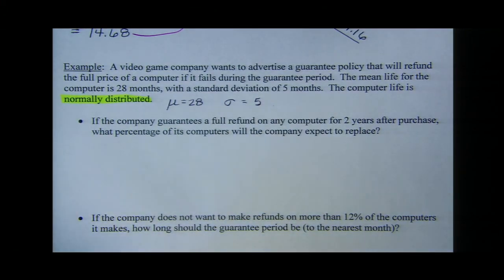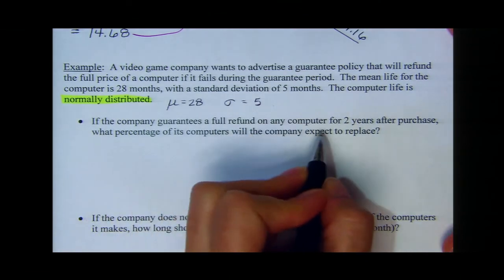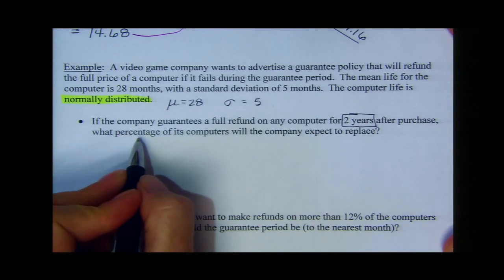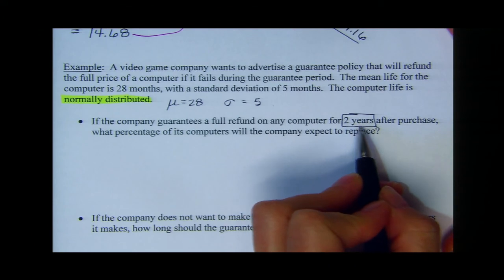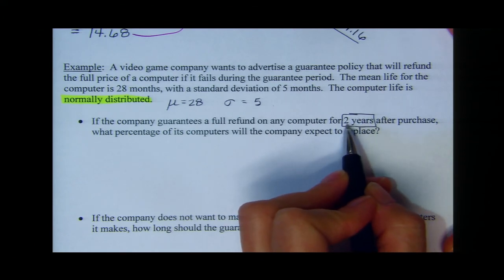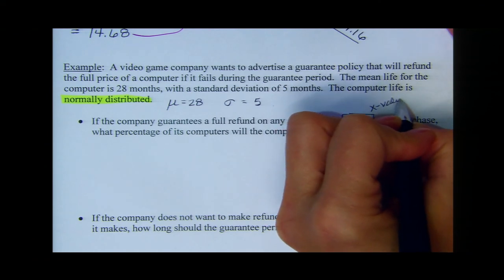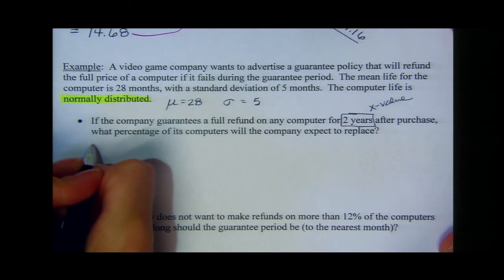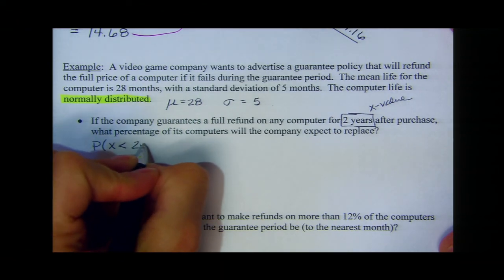All right, first question. If the company guarantees a full refund on any computer for 2 years after purchase, what percentage of its computers will the company expect to replace? So I've got to figure out what is 2. It's 2 years, that's a real life value, so this is an X value. This is similar to the last example, a guaranteed life. So it's asking for the probability that X is less than 2 years.